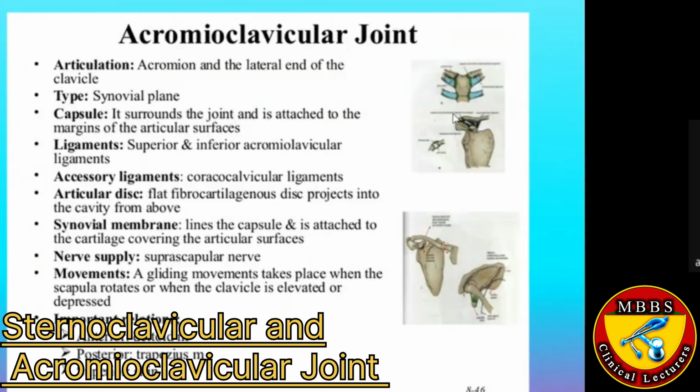Then there is the nerve supply, the suprascapular nerve, and the movements are gliding movements which take place when the scapula rotates or when the clavicle is elevated or depressed. And if we go to the important relations of the acromioclavicular joint, anteriorly the deltoid muscle is present, posteriorly the trapezius muscle is present, and superiorly the skin.